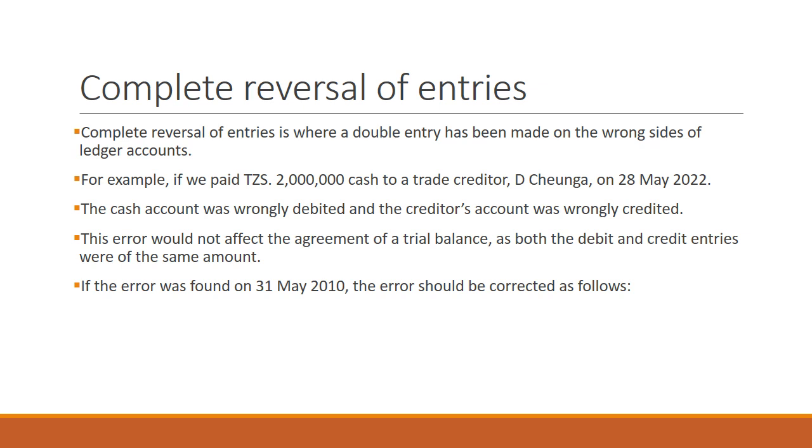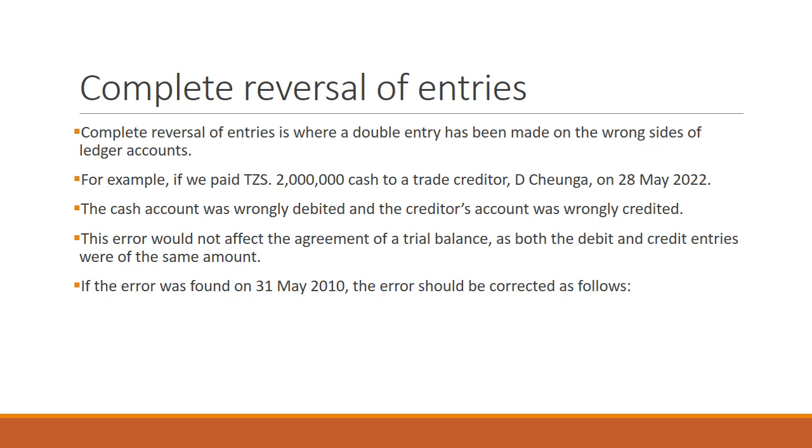But again, we have a complete reversal of entries. The complete reversal of entries is where double entry has been made on the wrong side of the ledger accounts. For example, if we pay 2 million cash to trade creditor, D. Cheuga, the cash account was wrongly debited and the creditor's account was wrongly credited. So this error would not affect the agreement of the trial balance, as both the debit and the credit entry were of the same amount.